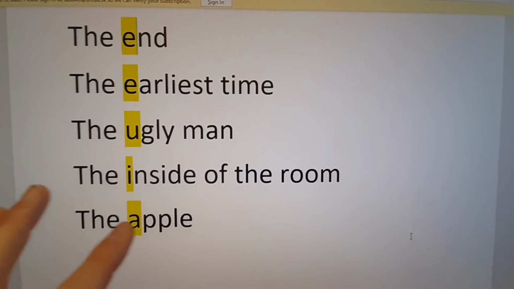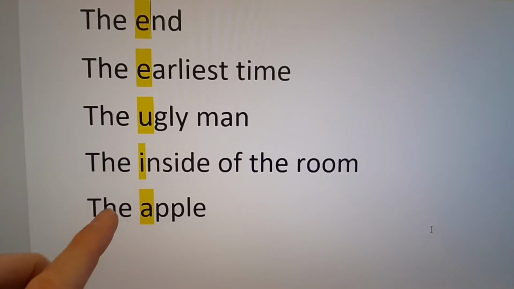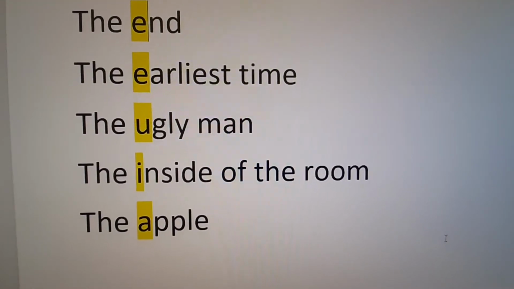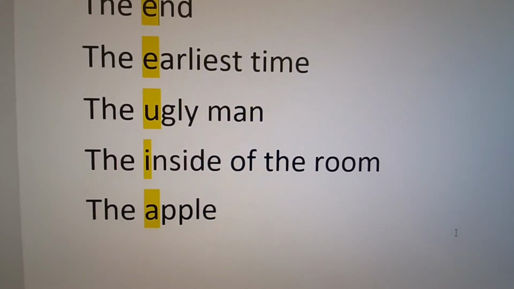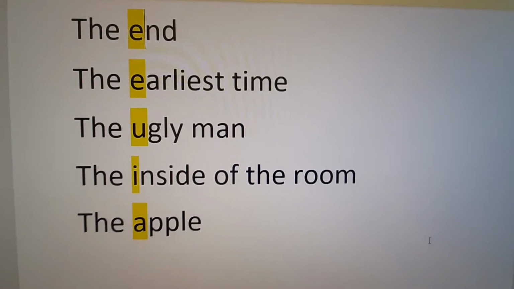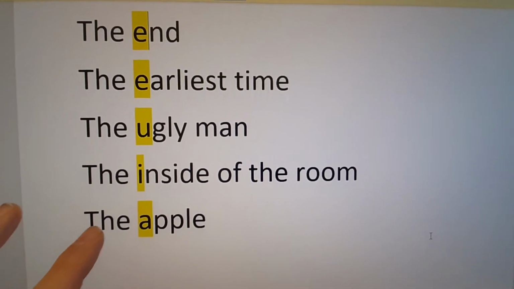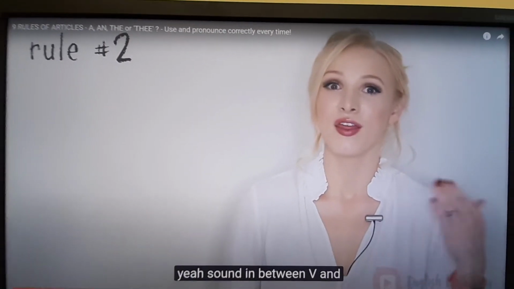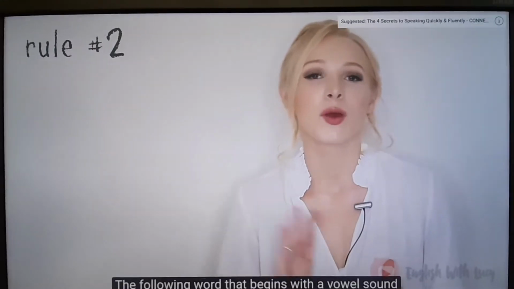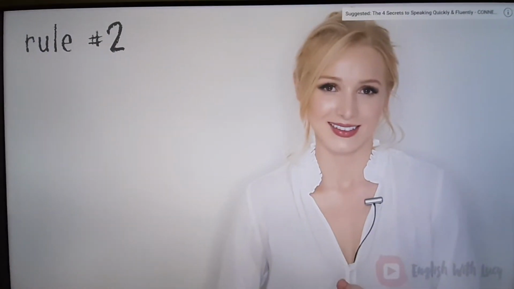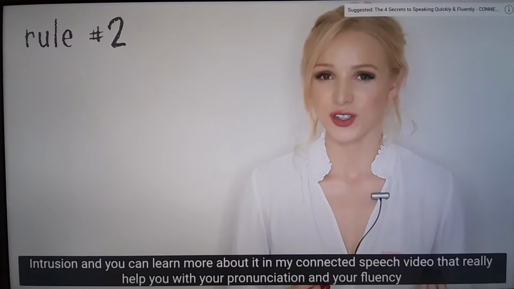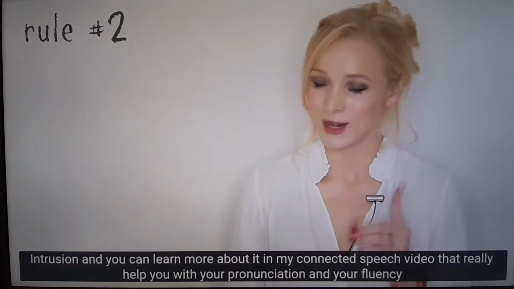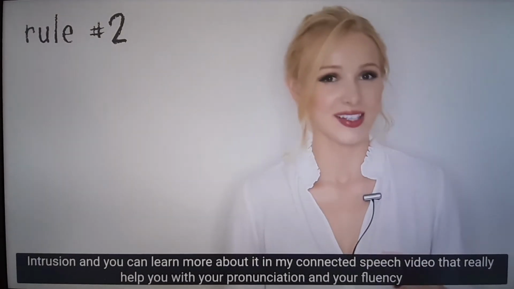Naturally though, I know it's going to be a vowel, so I will say "thee apple" or "thee inside of the room". But sometimes people just begin talking quickly, or they can't collect their thoughts, and so sometimes even native speakers will make this mistake, putting a sound in between the and the following word that begins with a vowel sound. This is called intrusion, and you can learn more about it in my connected speech video that will really help you with your pronunciation and your fluency.